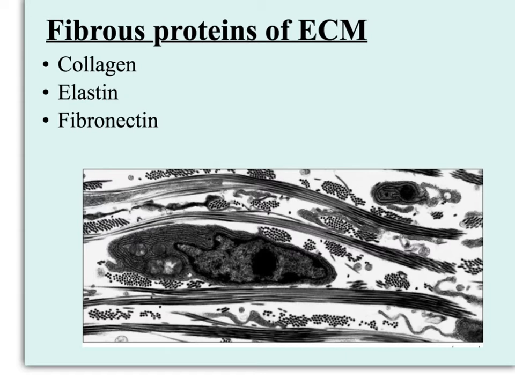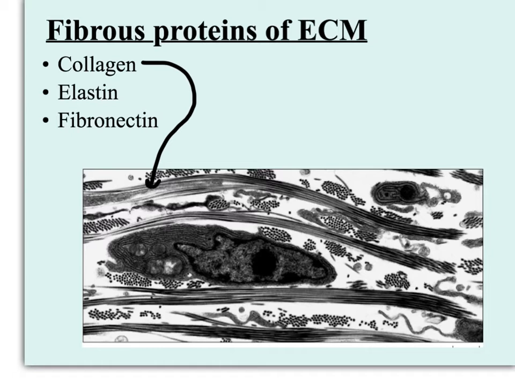So that was the GAGs. That was the sugar part of the extracellular matrix. Moving on to the next part, we have the fibrous proteins of the extracellular matrix. Here are the three that I'm going to talk to you about: collagen, elastin, fibronectin.